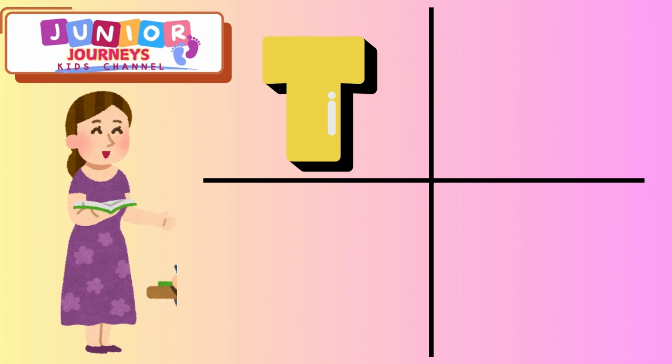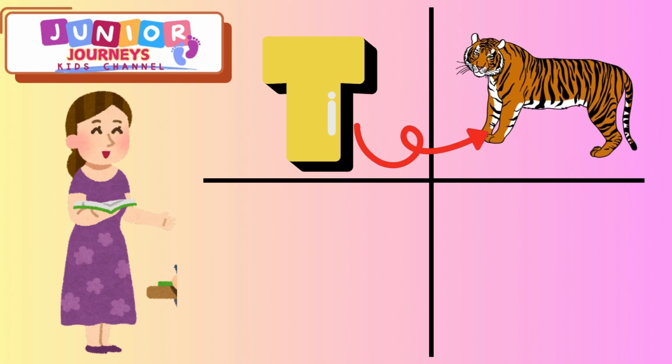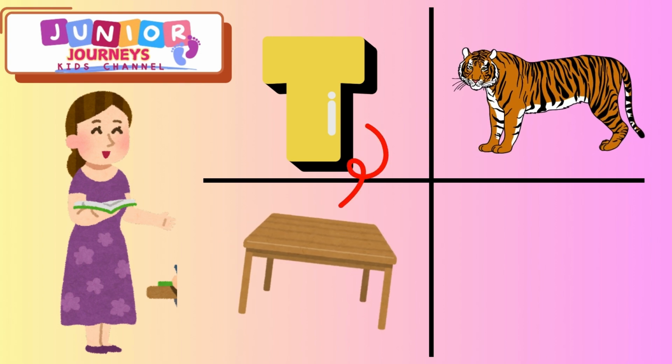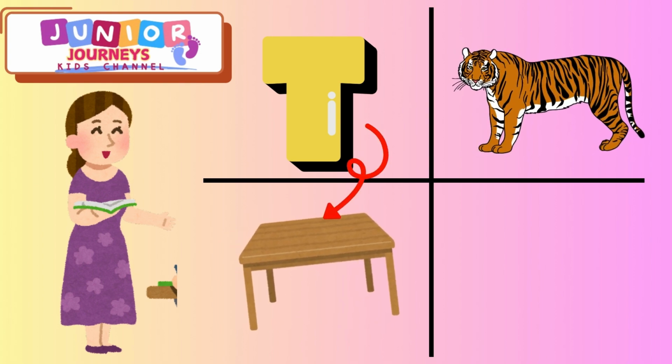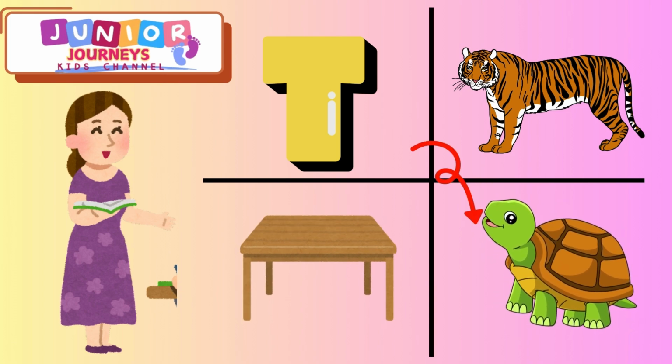Next letter is T. T. T is for tiger. Tiger. T is for table. Table. T is for turtle. Turtle.